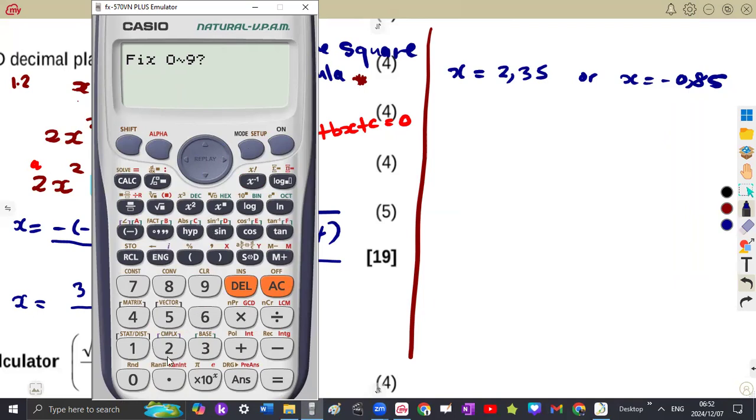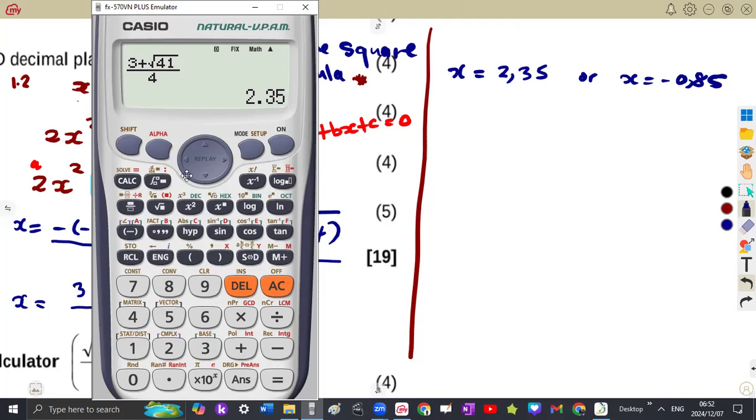So the number that you press is the number representing the number of decimal places. If you want 1 decimal place, you press 1. If you want 2 decimal places, you press 2. 3 decimal places, 4 decimal places. So as we need 2 decimal places, you press 2. All right. So if we go to that SD, this one, it will give our answer to 2 decimal places.